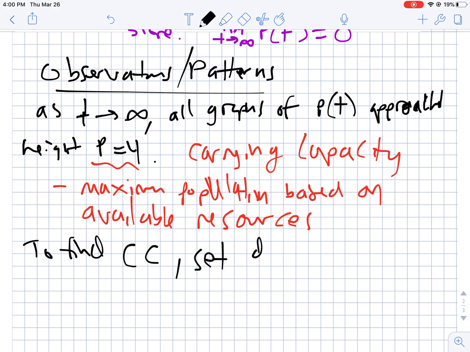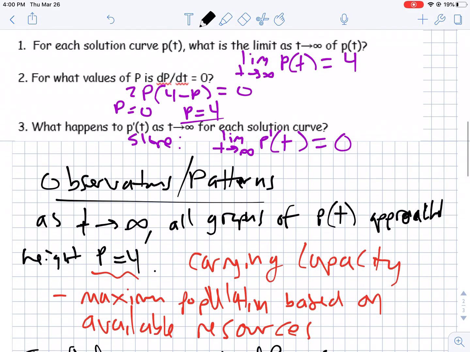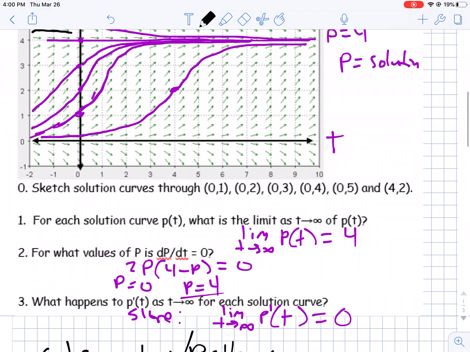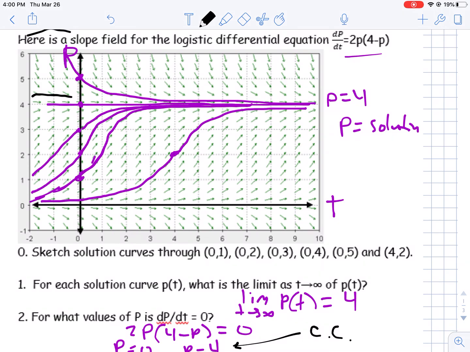Okay, to find this carrying capacity, all you do is you set dP/dt equal to 0. One of the solutions is going to be 0, and the other one is not. So on this graph, this is my carrying capacity. When you got the derivative as 0, that happened at p equals 0 and p equals 4, that's your carrying capacity. So what that's saying is, if you're below it, you go up to that carrying capacity. If you're above it, you go down to it.